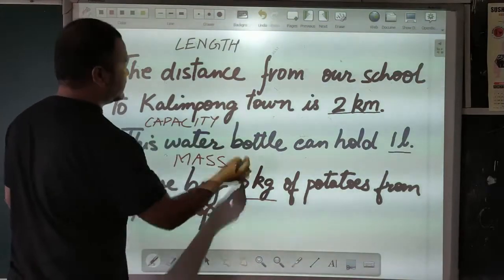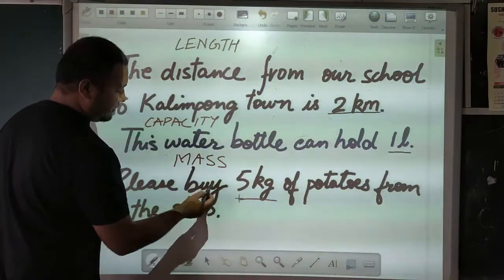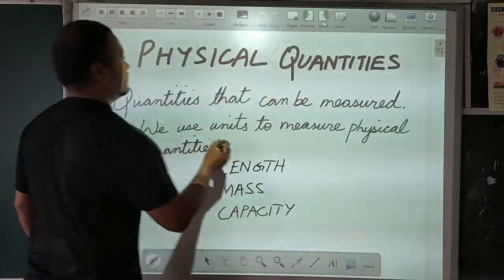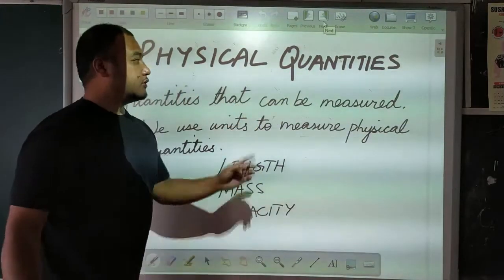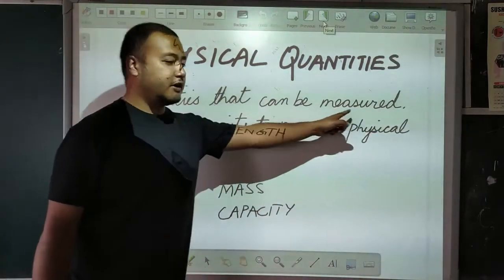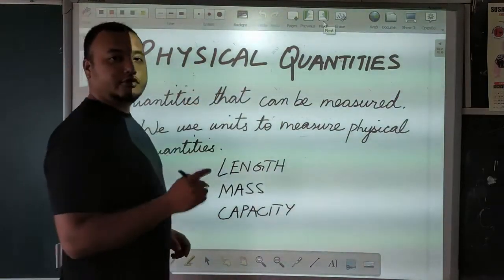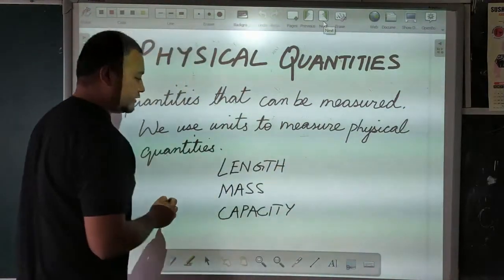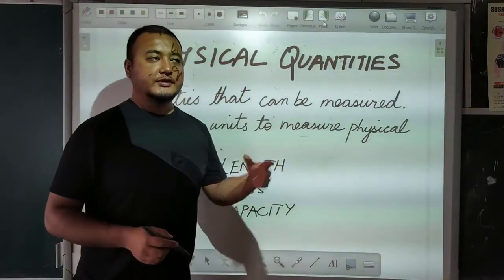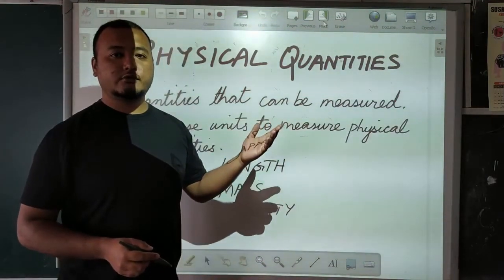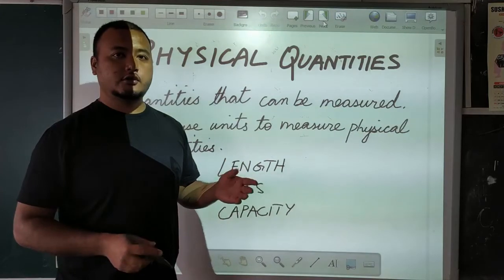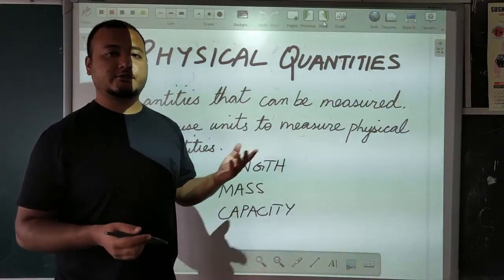So all these quantities, length, capacity and mass, they are called your physical quantities. Quantities that can be measured, they are known as your physical quantities. And we use units to measure physical quantities. Like when we said the distance from Kalimpong town to the school is 2 kilometers. So kilometers is the unit that we are using.